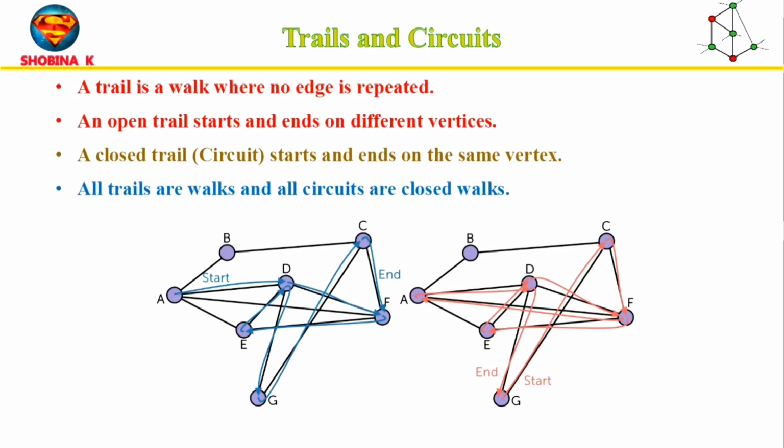Let's see some important points about trails and circuits. A trail is a walk where no edge is repeated. An open trail starts and ends on different vertices. A closed trail is also called a circuit, which starts and ends on the same vertex. All trails are walks and all circuits are closed walks.